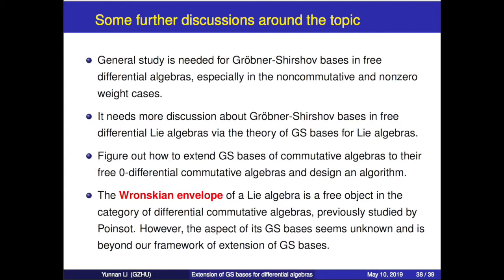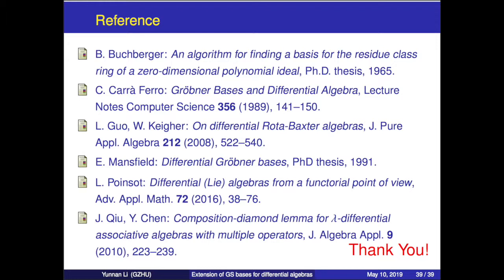The differential ideal should be defined by some differential variables, x^(n), where n is larger than zero. So it's not just the extension from the original algebra. It's beyond our framework, and we still want to consider what the Grobner-Shirshov basis is. And this is the reference. Thank you.